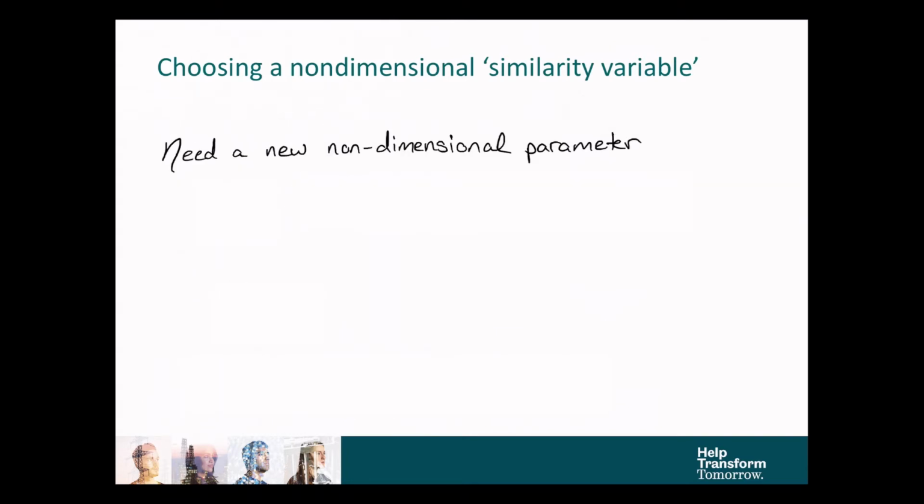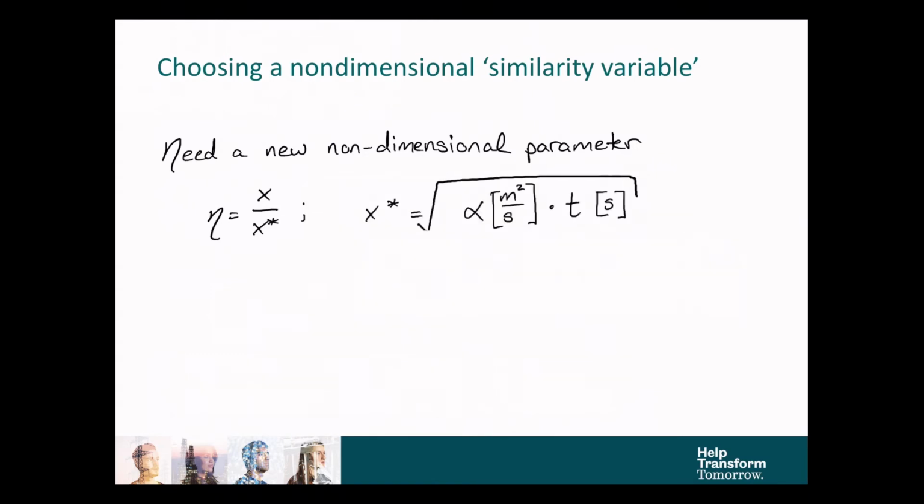And we're going to define a new non-dimensional parameter. It's going to be called eta, and it will be a spatial non-dimensional parameter. And we're going to take advantage of the spatial component of alpha this time. It's got a length squared per second. And so if we multiply by time, and then take the square root, we get a characteristic length scale that has dimensions of meters. So it's a length. That we just glean from dimensional analysis.